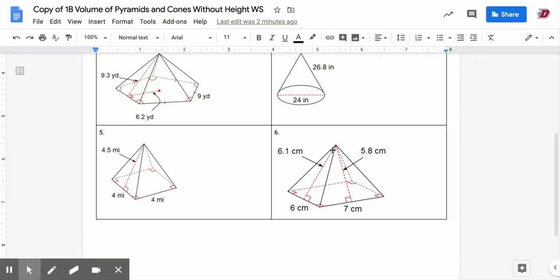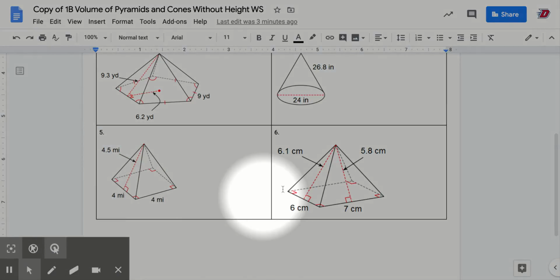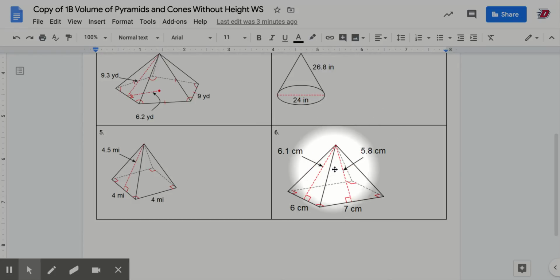So this is number 6 right here. So let's take a look at number 6 together. So this problem right here.